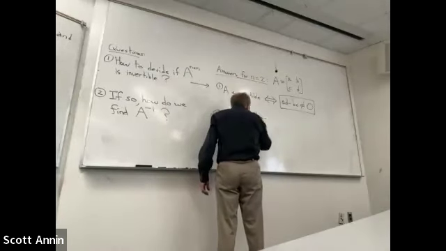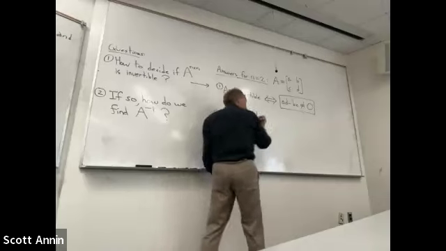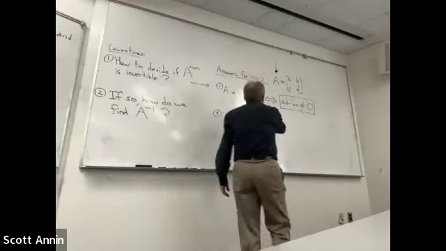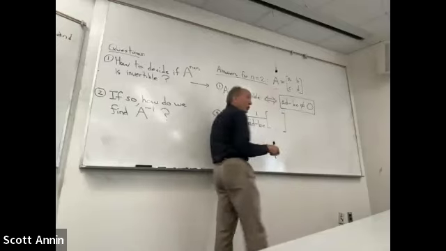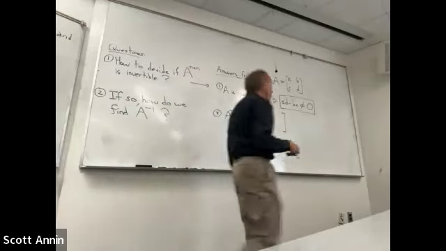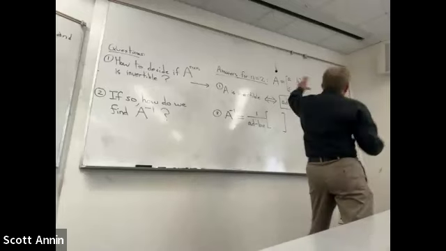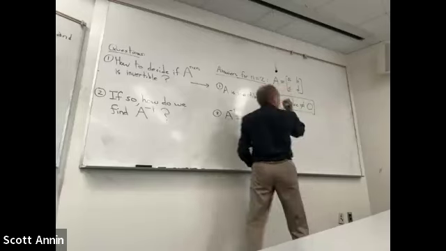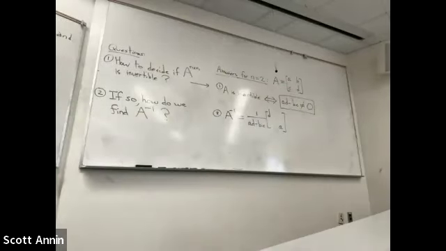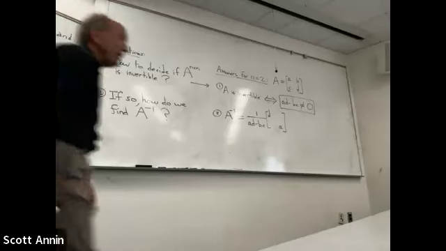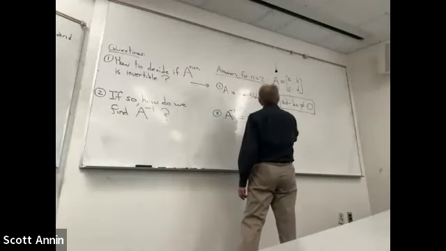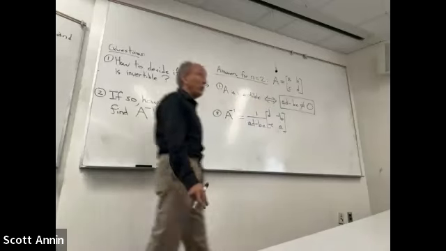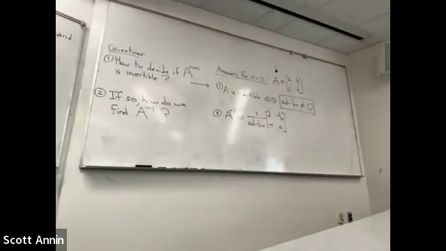You take 1 over AD minus BC, okay? And then you build out your 2x2 inverse in the following way. So this is what you need to memorize. You swap the A and the D. So you put the D in the upper left and the A in the lower right. So you swap the A and the D. And then on the B and the C, you just do a sign change, but you leave them where they were. Okay, so that is the formula for the inverse of a 2x2 matrix.